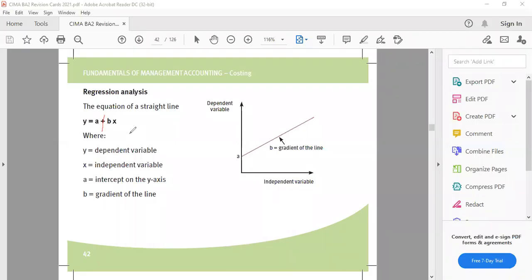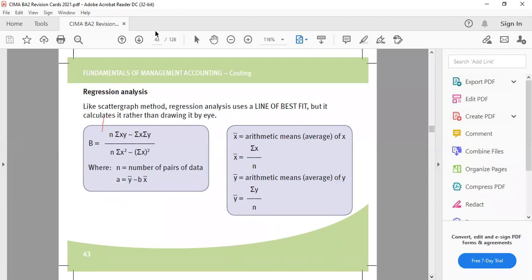a is the intercept on the y-axis, b is the gradient of the line. It starts from this particular point. When we look at this equation, it is partly fixed and partly variable. That's the concept. How do we know the values of a and b? Statistical methods are available to find out the values of a and b.